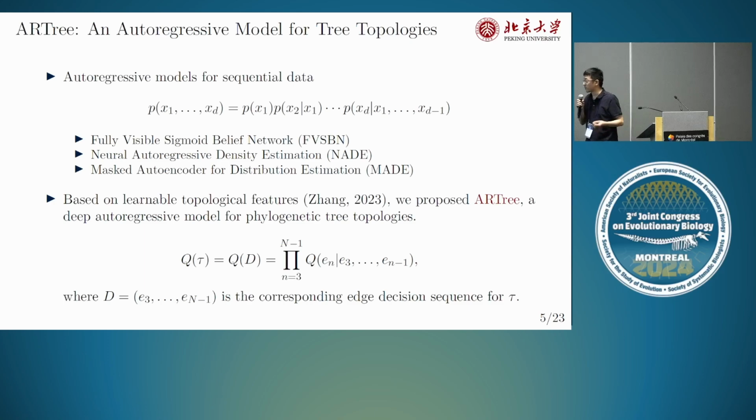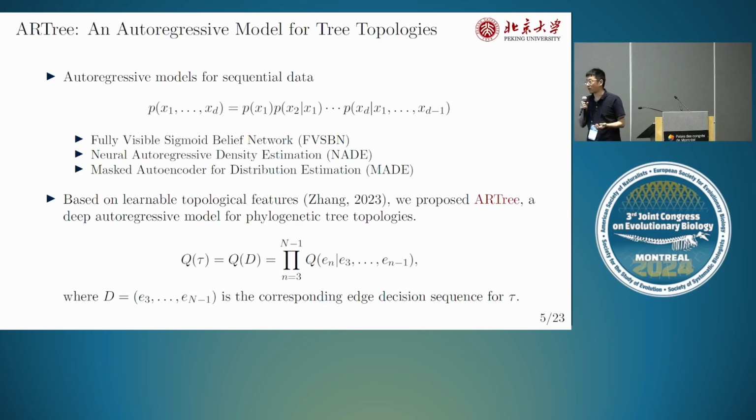So that's the motivation or starting point of our work, which we call the AR tree, that describes an autoregressive model for tree topologies. And in the deep learning community, this is a very common idea. They're commonly used to model sequential data. So we can decompose the joint distribution in a very high dimensional space by factorizing it into a series of conditional distributions. You can take a look at all those examples here.